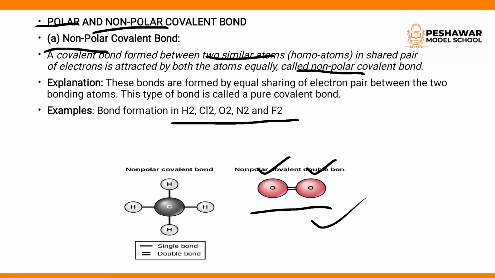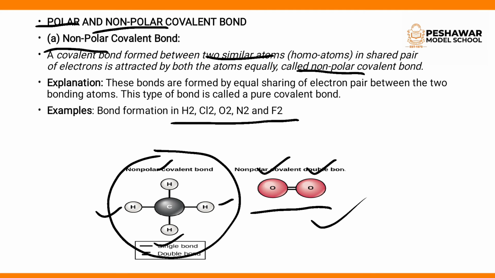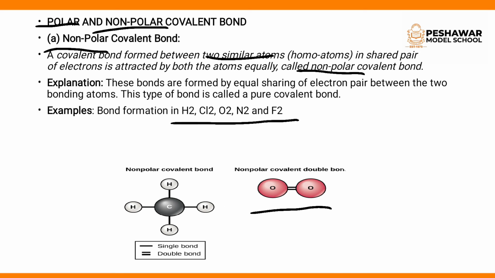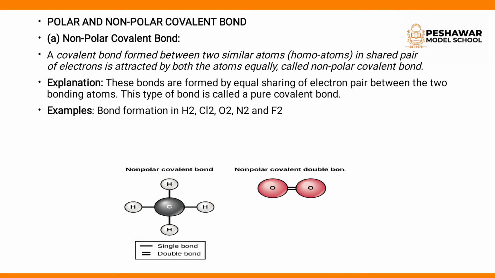On the other hand, look at the molecule of CH4. Now this carbon is attracted equally by all the hydrogen atoms on the four sides. All the hydrogen atoms are the same on the four sides. No hydrogen atom is going to attract the electrons more towards itself, and on that very basis we can say that this molecule is also a non-polar molecule. So what is a non-polar covalent bond? A non-polar covalent bond is that bond that is formed between two similar atoms or homoatoms, and in which the shared pair of electrons is attracted by both the atoms equally.